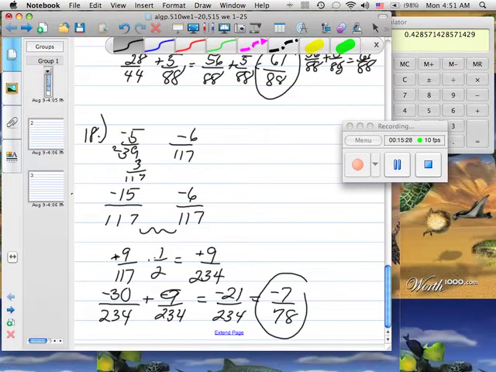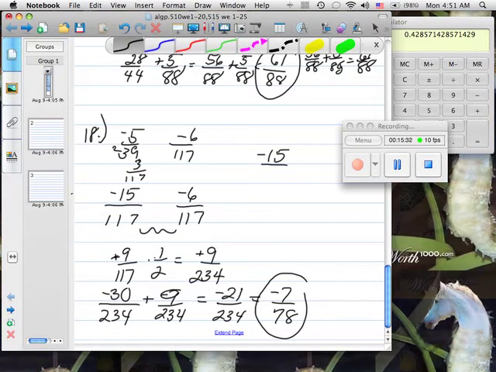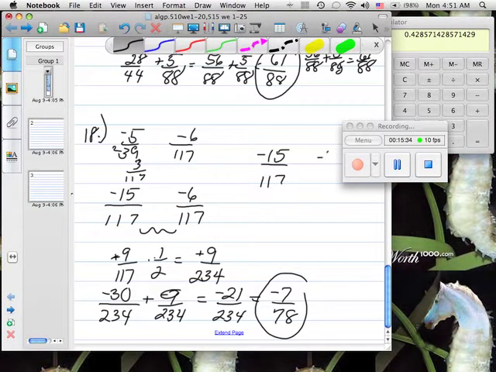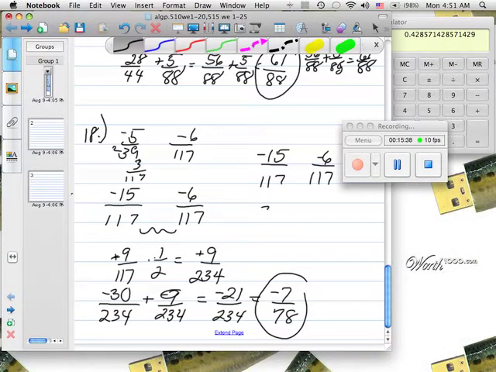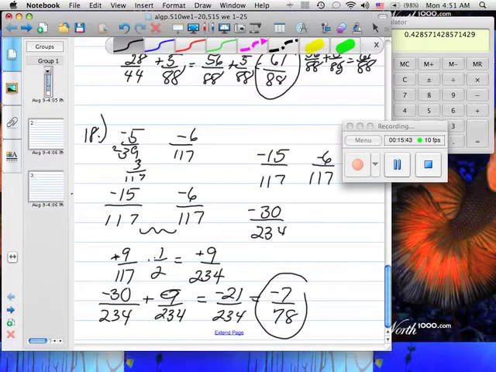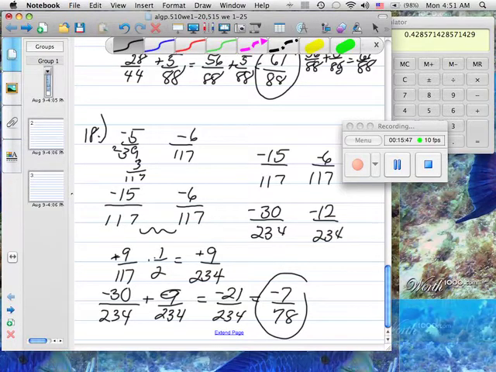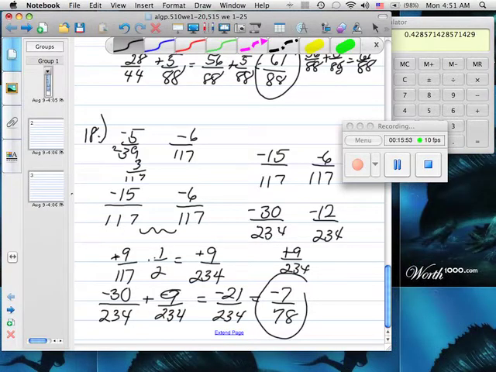The other way was to go ahead and keep expanding it until we found an even distance. This was 9, so if we go to -30 over 234, and -12 over 234, we get 18, a distance of 18, and then we just add 9 over 234 to the smaller one, and we get the same thing.